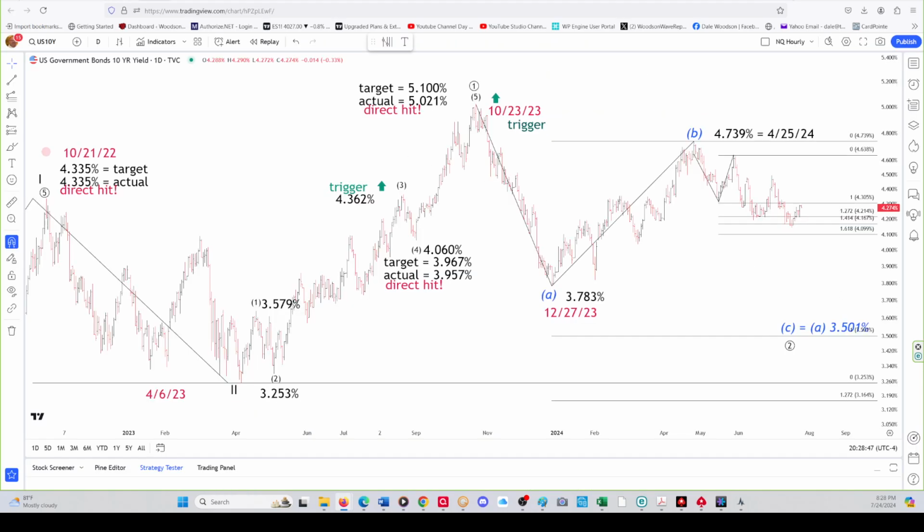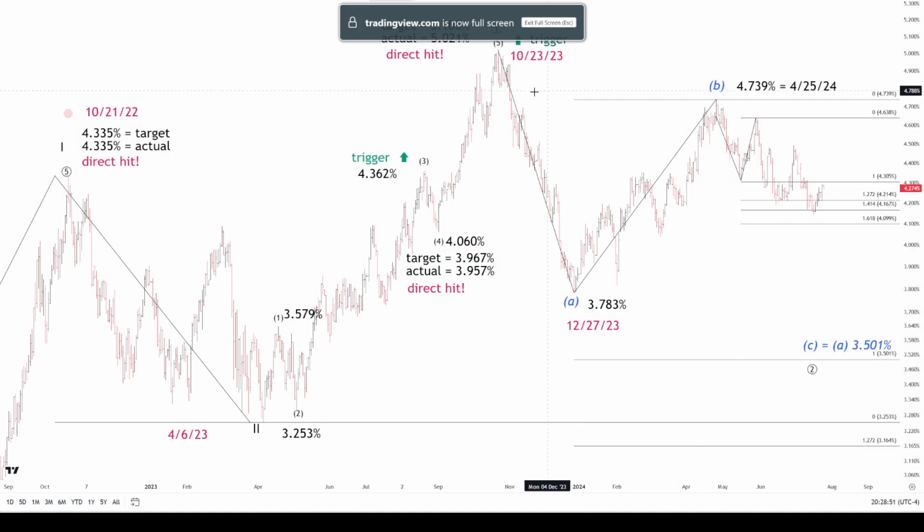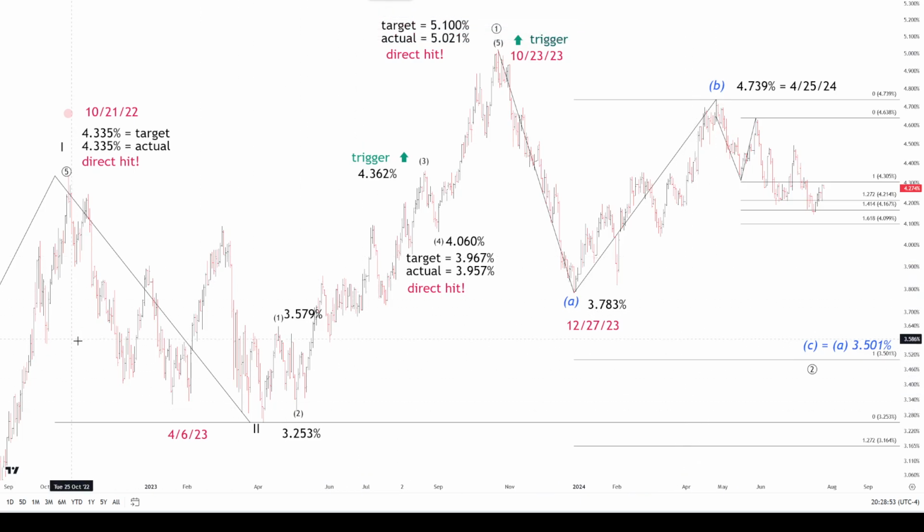We haven't visited the US 10-year Treasury in a while. We recently updated our analysis. We have a wave 1 up from the pandemic low in 2020, and a wave 2 down. We had some triggers along the way to help us to the wave 1 high on October 23rd of 2023. Since then, we've had an A down, a B up to a lower high, and here's our C target down here for this wave 2.